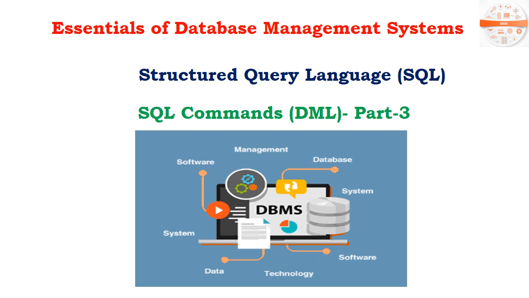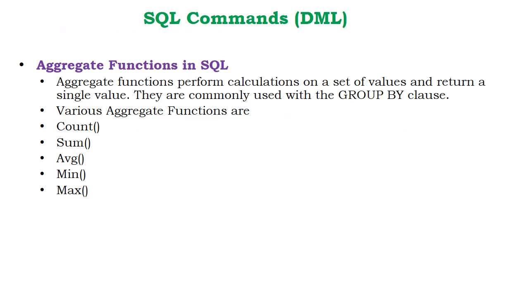In the previous session, we discussed DML commands and examples. In this presentation, we are going to discuss the continuing DML commands with aggregate functions and predefined functions. Aggregate function in SQL: the aggregate function performs a calculation on a set of values and returns a single value. The various aggregate functions are count, sum, average, minimum, and maximum. We will discuss them with an example.